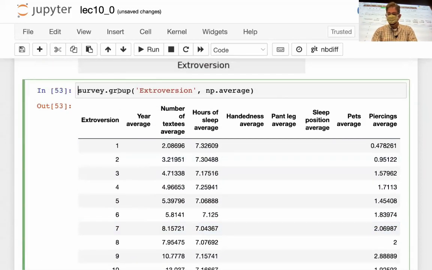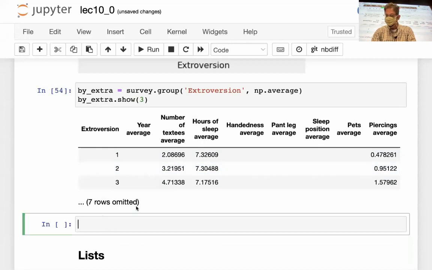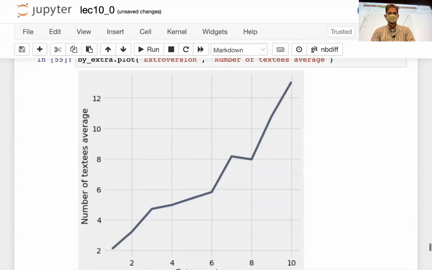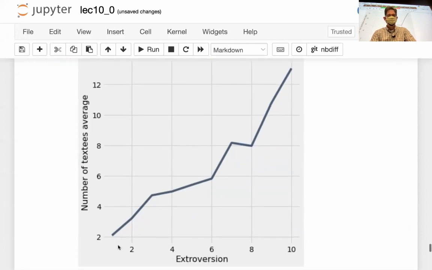Do it in steps. We've done the grouping. Now we give this table a name. Then we can plot it. Number of textees average. We see a pretty strong association. This is not quite linear, I don't think, but it's sort of linear-ish. An association between the value that people reported for their extroversion and the average number of textees.